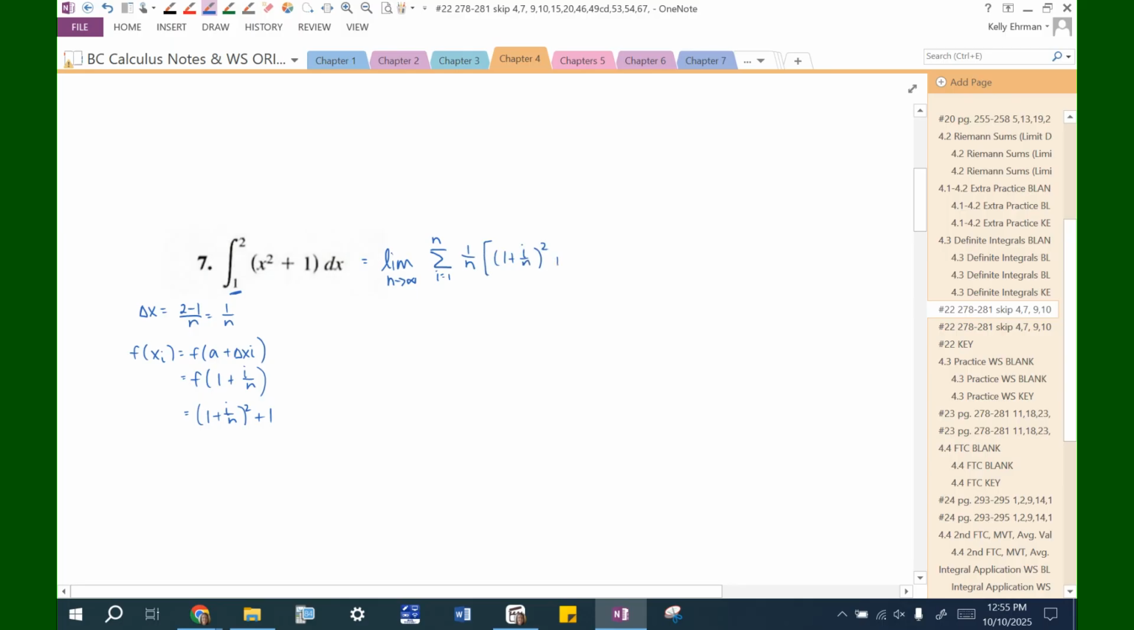Again, in my answer key that I posted, I've gone further with this. I've squared it out, used some rules to get rid of the summation, and then I took the limit. If you're curious about how to do that, I'd be happy to show you, but I don't think that we need it for our AP test. So I'm going to leave this here for now.